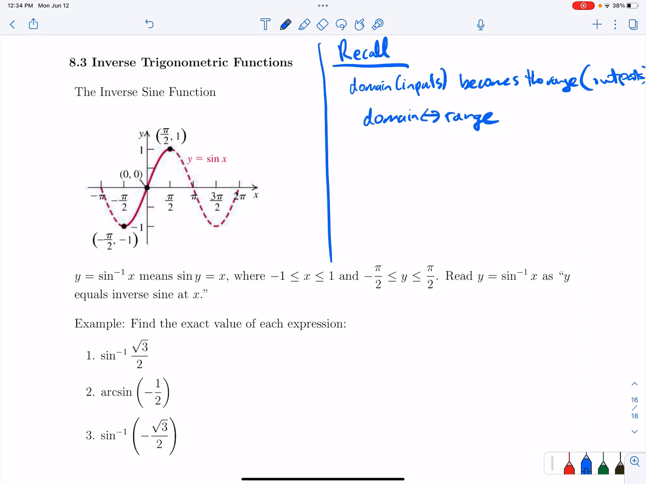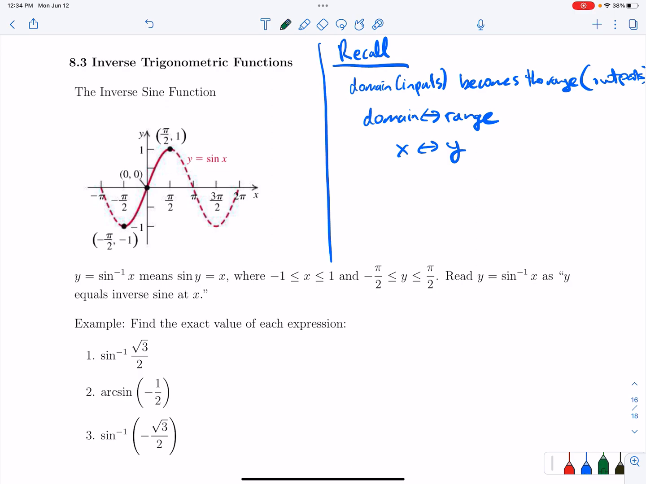Okay, so typically the x value is the input and the y value is the output. So for the inverse, the y becomes the input and the x becomes the output. So x and y swap places.